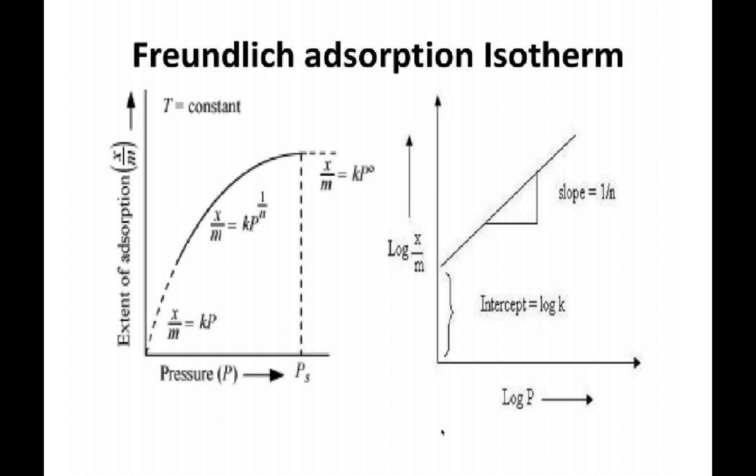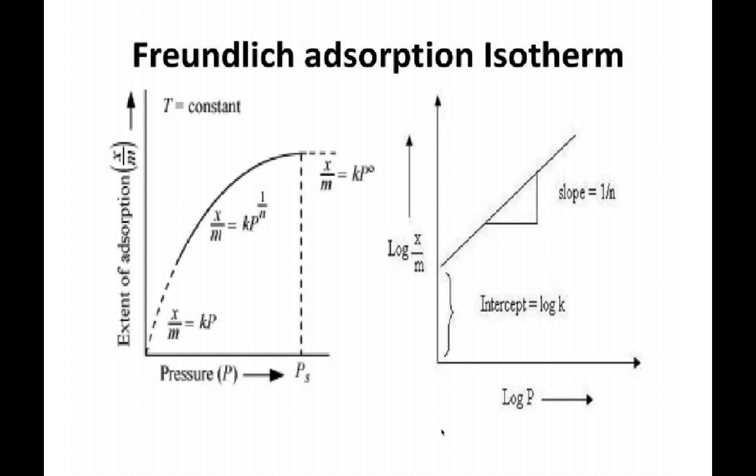The probable range is from 0.1 to 0.5. So these are all representations, and when 1 by n is equal to 0, x by m is equal to a constant, as I already explained. With that we are coming to the end of the first part of surface chemistry. Since this is a big topic, I have divided it into 5 parts, and today we have finished the first part, and I will be uploading the second part as early as possible.